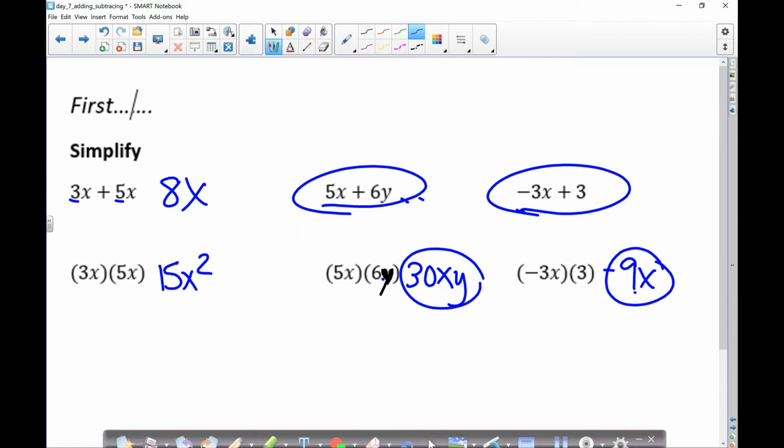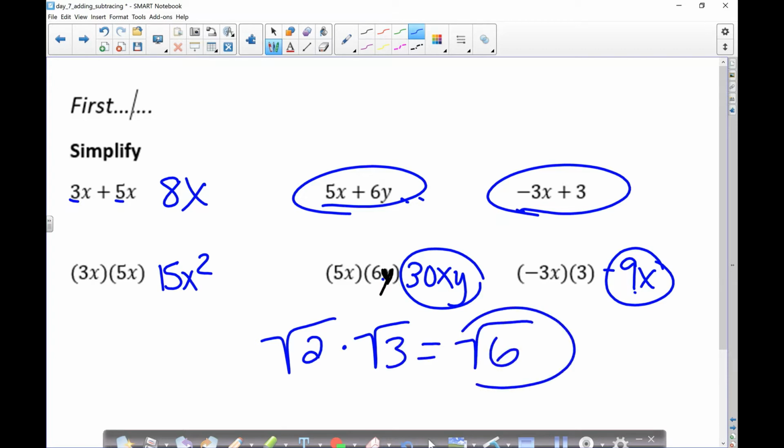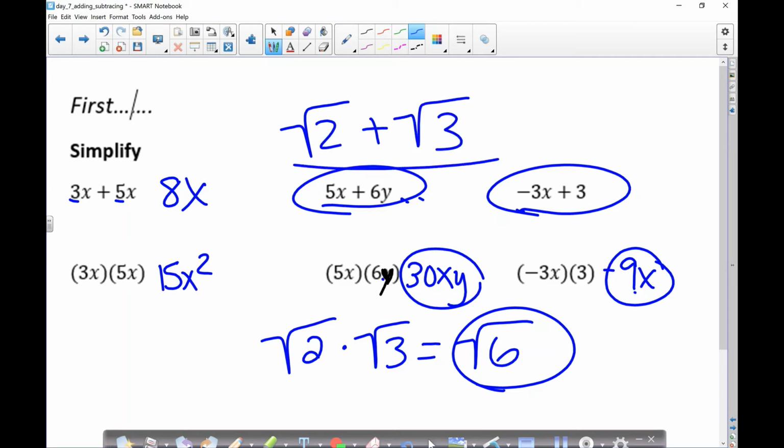And so that's going to be the difference with radicals. When we are multiplying radicals, it doesn't matter what they look like, we can actually multiply them together. But if we're adding and subtracting them, we can't combine them because they're not the same radical.